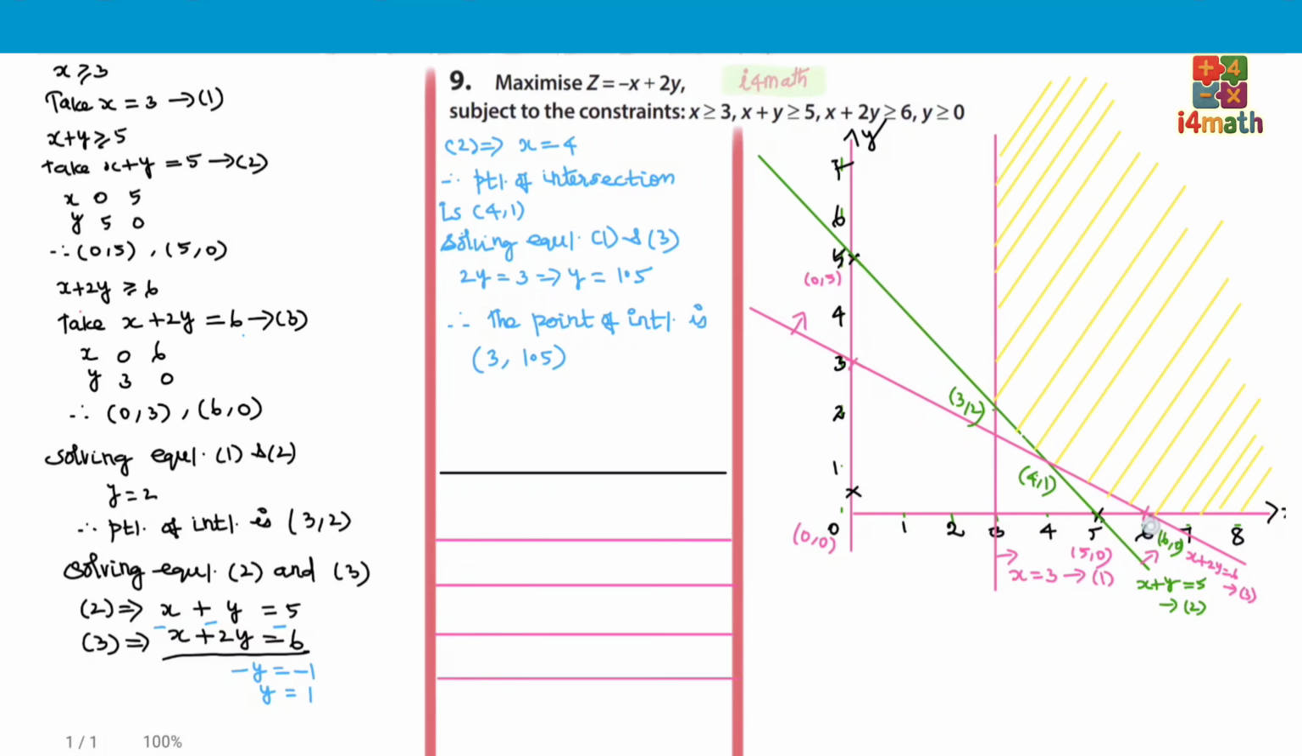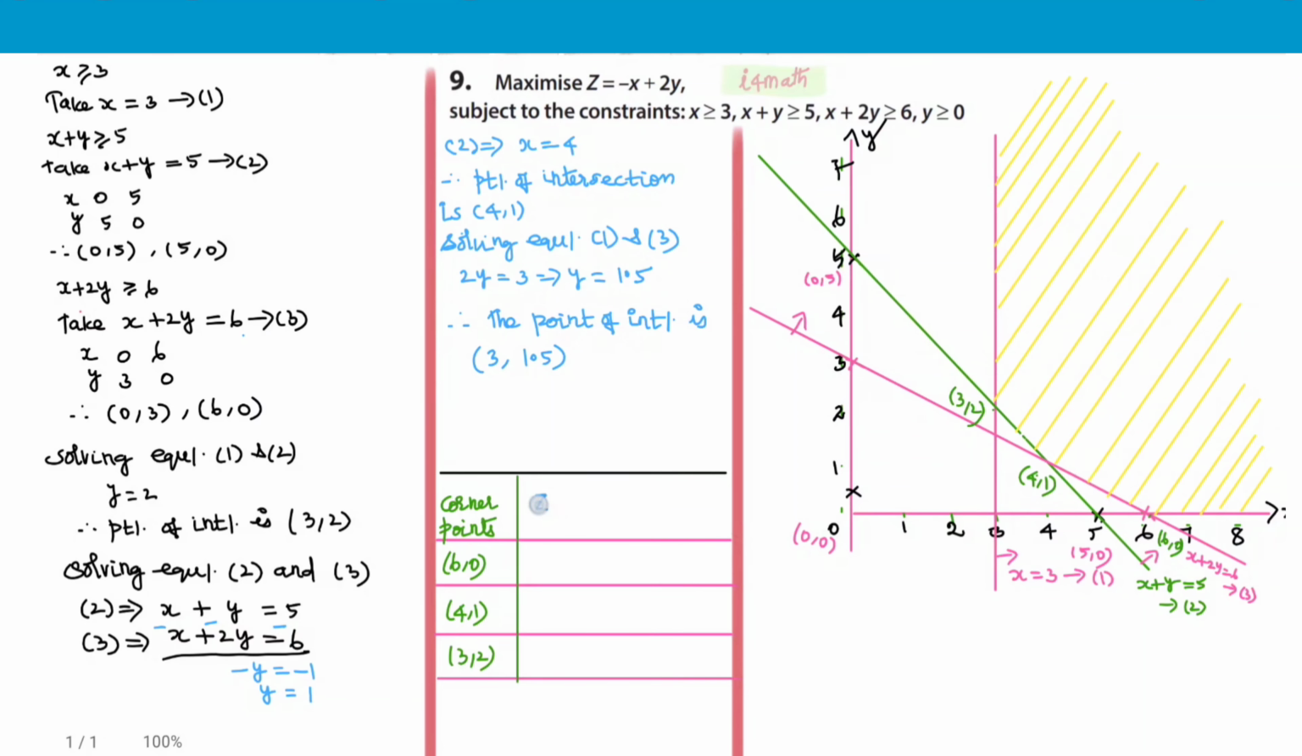That's all. Only 3 corner points are there. This is corner point (6, 0), this is (4, 1), and this is (3, 2). So what are the corner points? (6, 0), (4, 1), and then (3, 2).